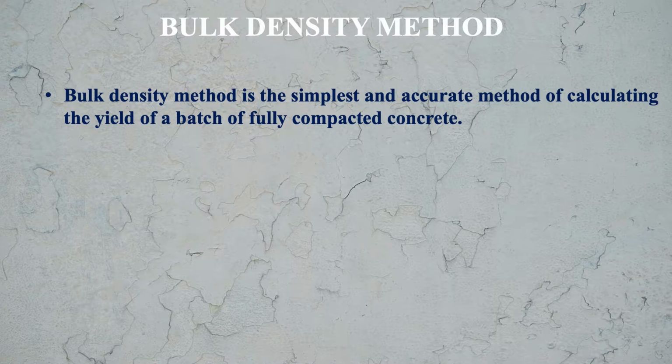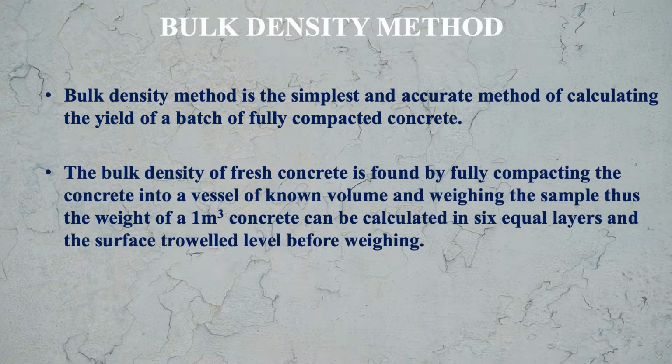Now we see another method, the bulk density method. The bulk density method is the simplest and an accurate method of calculating the yield of a batch of fully compacted concrete. The bulk density of fresh concrete is found by fully compacting the concrete into a vessel of known volume and weighing the sample. Thus, the weight of 1 cubic meter of concrete can be calculated, compacting in 6 equal layers and with the surface leveled before weighing.